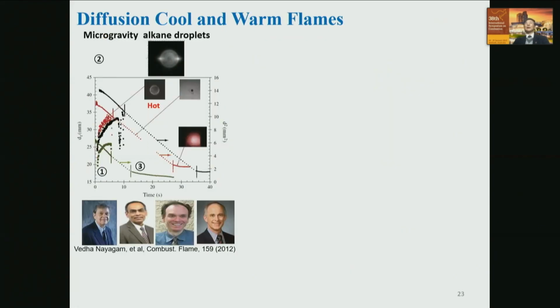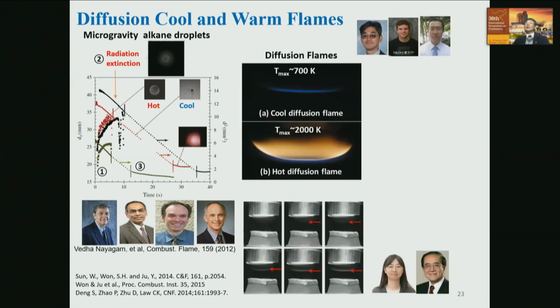What about the diffusion flames? Let me show you this pioneering experiment of microgravity alkane droplets. When your hot flame is initiated here, as the flame radius increases, the radiation increases. As the radiation increases, radiation extinction occurs, and you form a cool flame, which continues as the diameter of the droplet decreases. And in ground experiments, by using plasma heated air and ozone sensitization, at Princeton we successfully observed this kind of cool flame sustained in the counterflow.